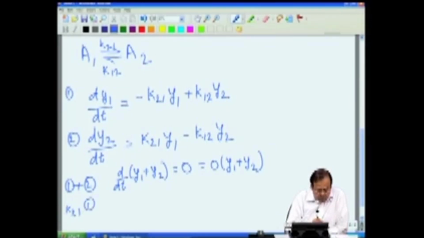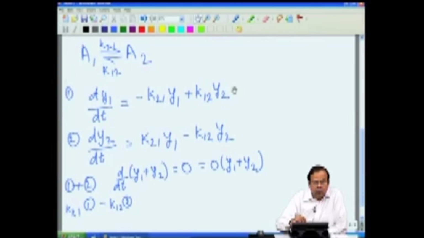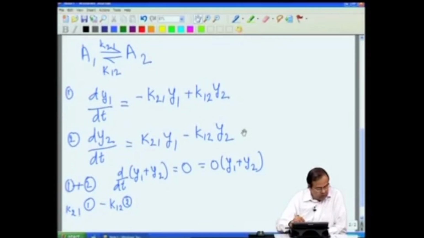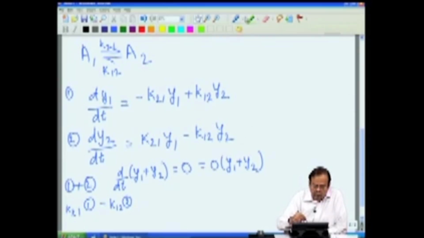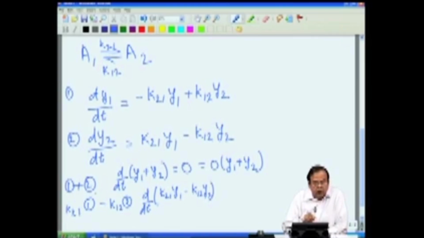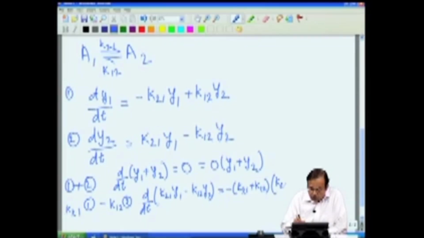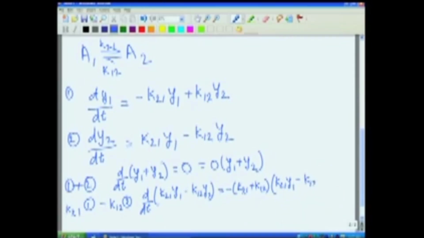Let us multiply the first equation by K21 and subtract the second equation multiplied by K12. So, we are multiplying this term by K21 and then subtracting K12 times this term. Now, if you do that and a little bit of rearrangement, we will get d/dt of (K21 y1 minus K12 y2) on the left hand side, and the right hand side, if we manipulate a little bit, we will get minus (K21 plus K12) into (K21 y1 minus K12 y2).